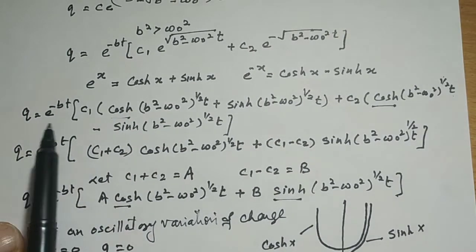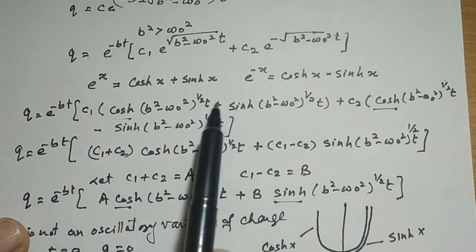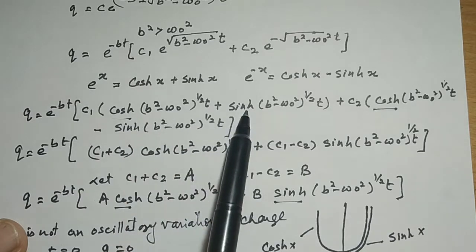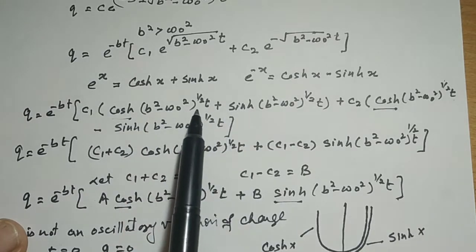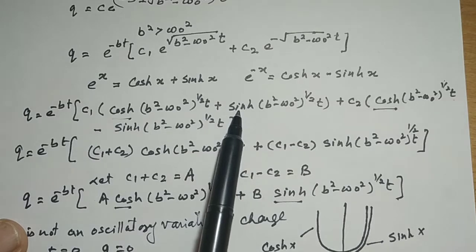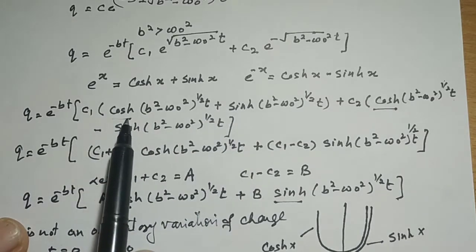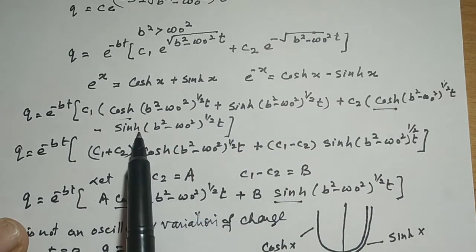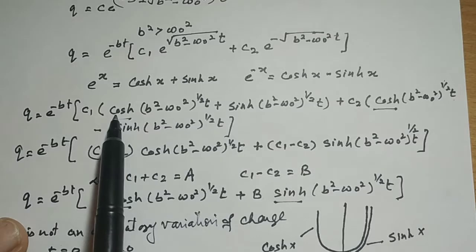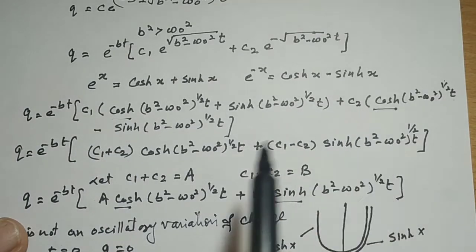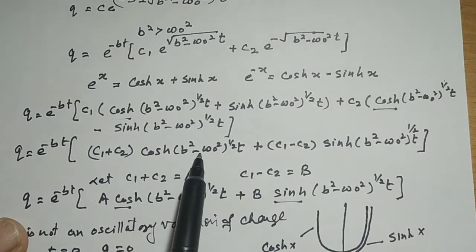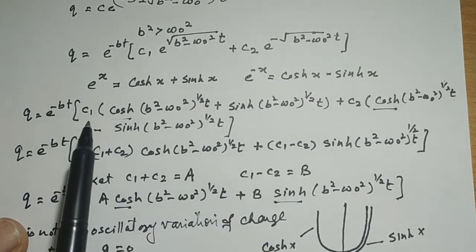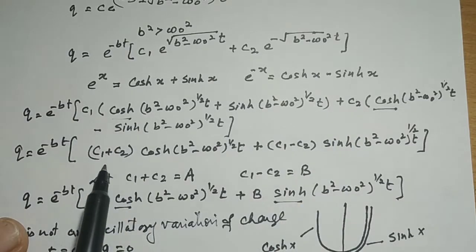And you see this is a solution containing cosh and sinh, and both these functions are not oscillatory functions. These are non-oscillatory functions. Okay. And now we can simplify this equation further by collecting cosh terms and sinh terms. So if we combine the cosh term, we get cosh of square root of (b squared minus omega naught squared) t. This is common, and the remaining factors c1 and plus c2 we write here.